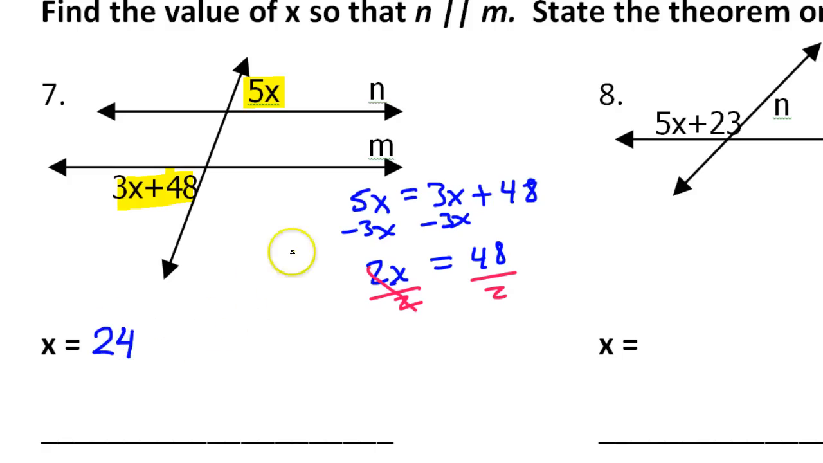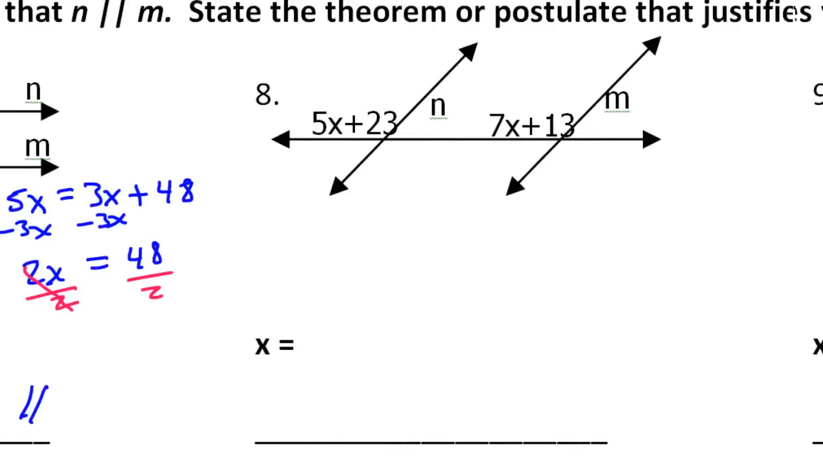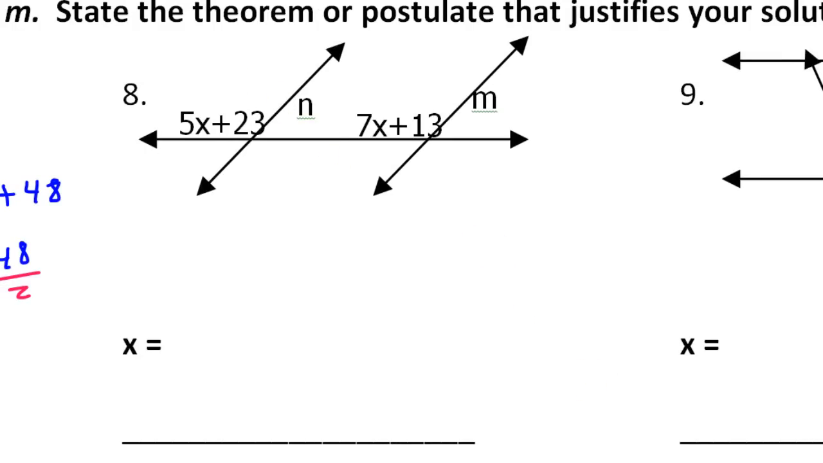Then we're trying to make sure that these lines are parallel. So we will say alternate exterior angles congruent implies lines parallel. Something just like this. Alright, how about number 8? Well, the key to focus on is the fact that these angles right here are corresponding angles. So we'll solve this, and then we'll say corresponding angles congruent implies lines parallel.